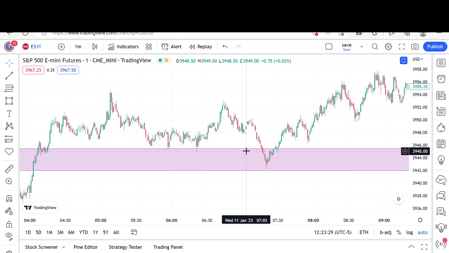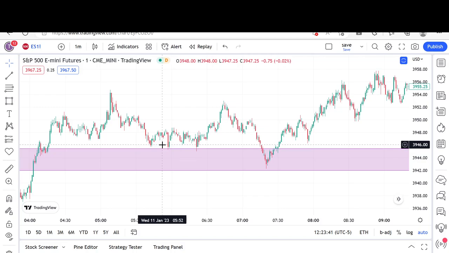So before this was tapped down into, this was a draw on liquidity. Before it tapped down into it, you could have looked for shorting opportunities to take down into that little imbalance. And also you have these sell stops right here, pretty clean lows right here.